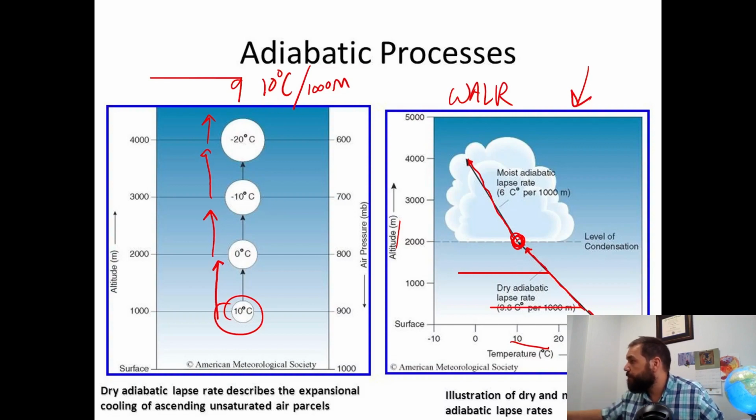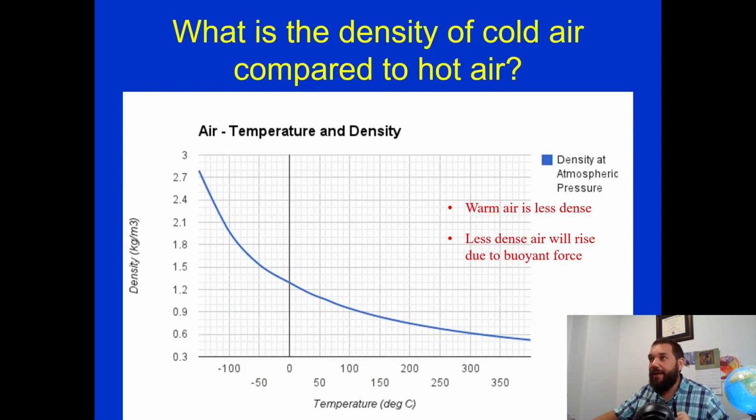Okay. So I know that that's clear as mud. It's the hardest concept, I think, in the whole class. So hopefully it makes some sense to you. But anyway, that's the density of cold air compared to hot air. You know that as air gets warmer, it's going to rise, right? As air gets colder, it's going to sink.